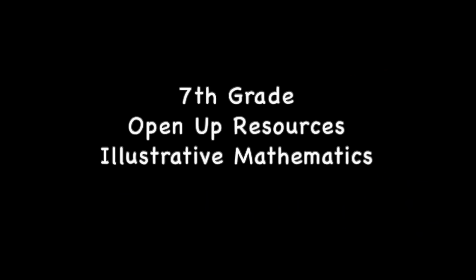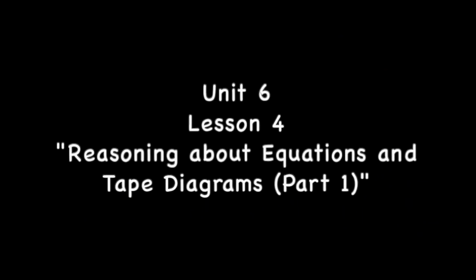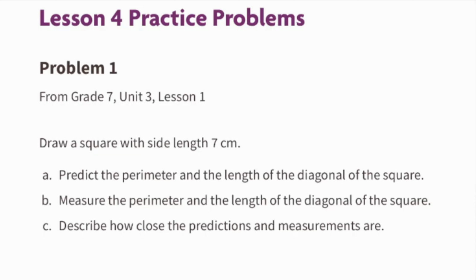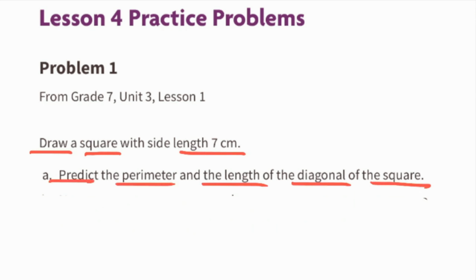Seventh grade Open Up Resources Illustrative Mathematics, Unit 6, Lesson 4, Reasoning about Equations and Tape Diagrams, Part 1. Problem number 1 from 7th grade Unit 3, Lesson 1. Draw a square with side length 7 centimeters. A. Predict the perimeter and the length of the diagonal of the square.